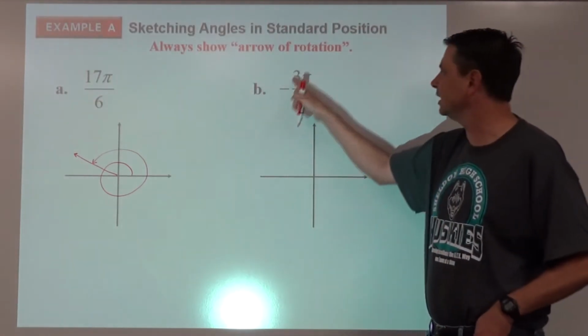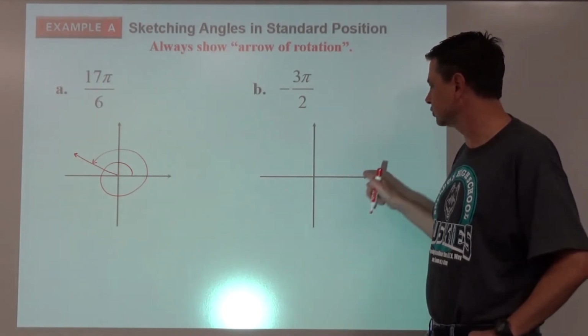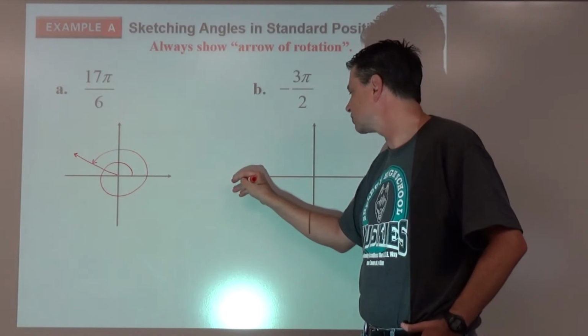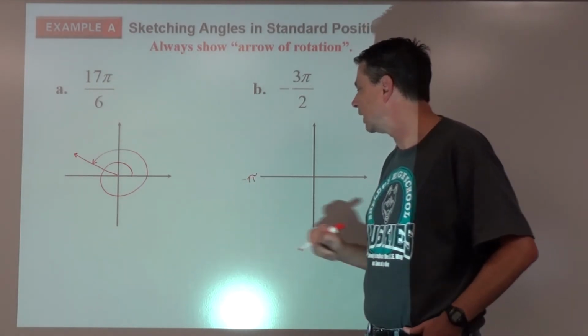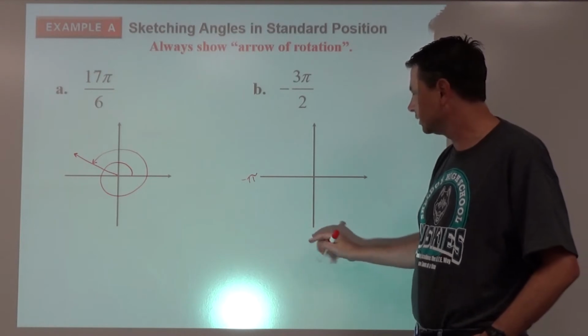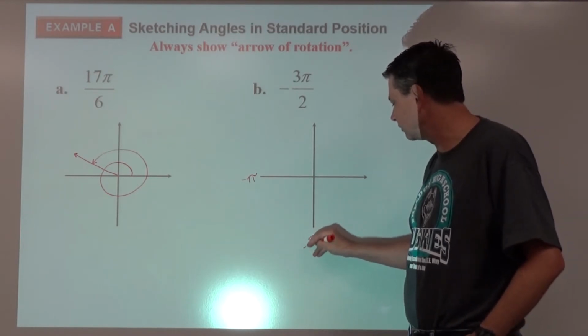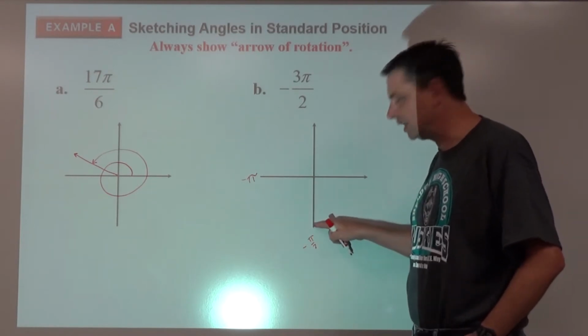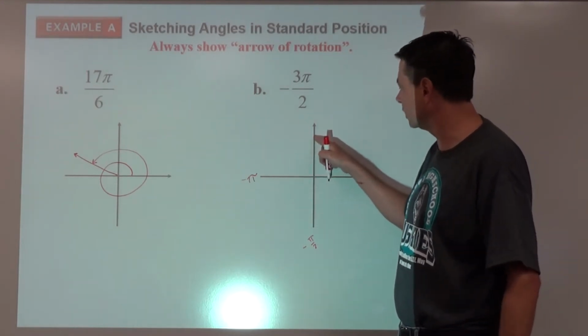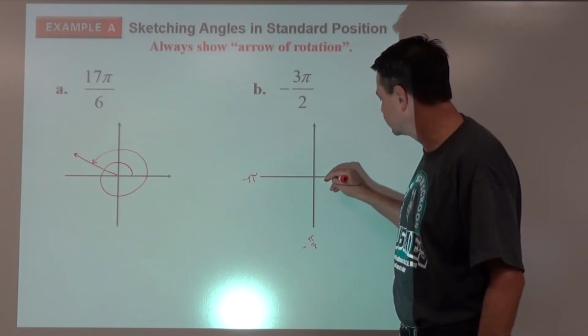All right, negative 3 pi over 2. So remember, here's pi, but if we're going this way, it's actually negative pi. And then if we cut that in half, here we have negative pi over 2. So negative 1 pi over 2, negative 2 pi over 2. Oh, there we are, negative 3 pi over 2.